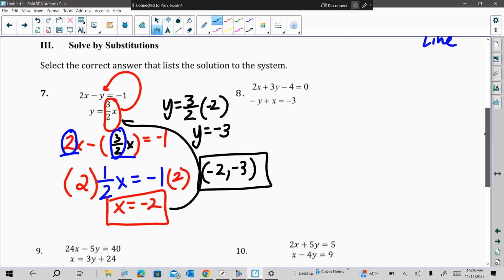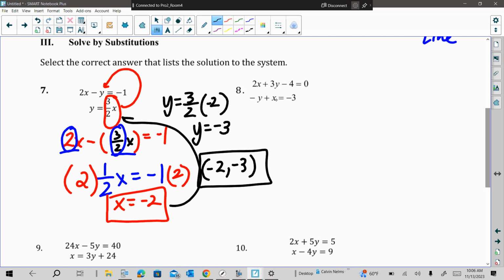So for a problem like 8, you have to pick which variable is the easier one to isolate. So which variable should we isolate to do substitution? On B, we could isolate x. Yeah, I would isolate the x right here. So all I would have to do to isolate this x is add the y. Now my x equals y minus 3. Now all I have to do is take that and plug it into x in the first equation.